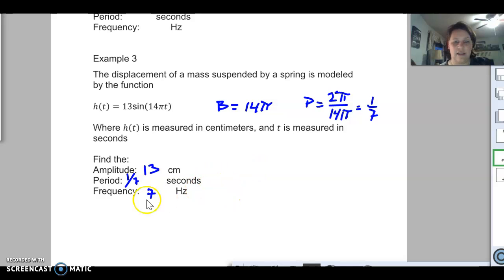And that's all you guys have for your homework for 7.4 part 1.